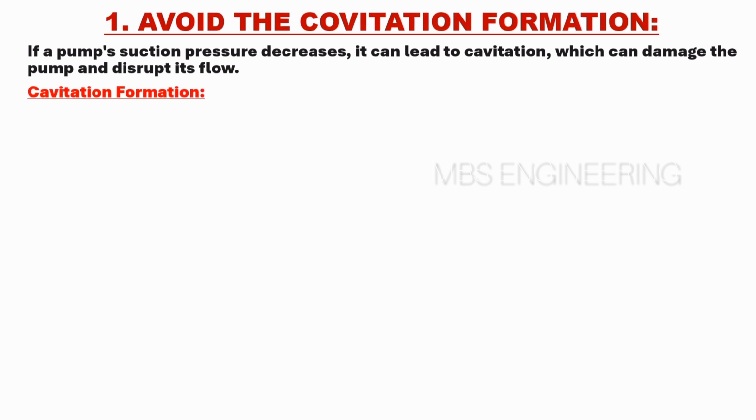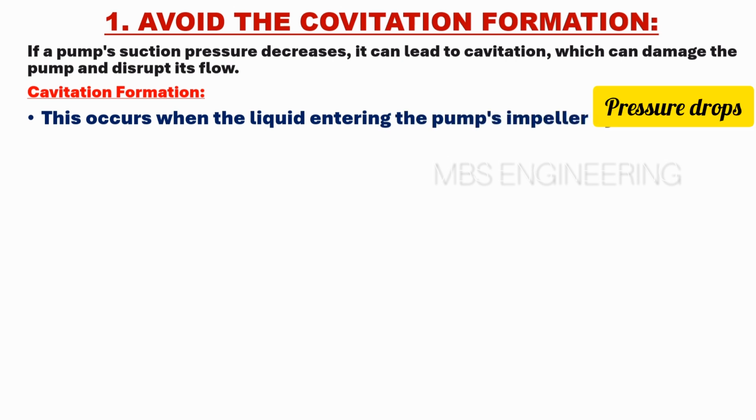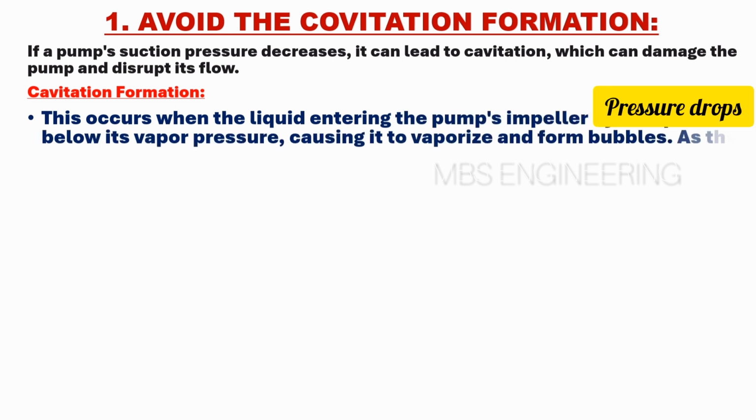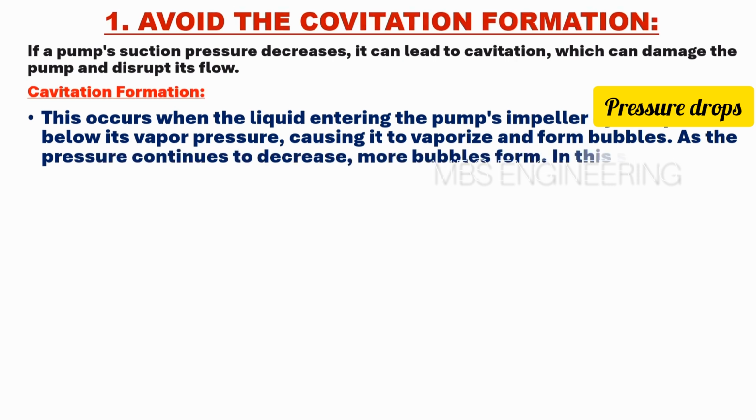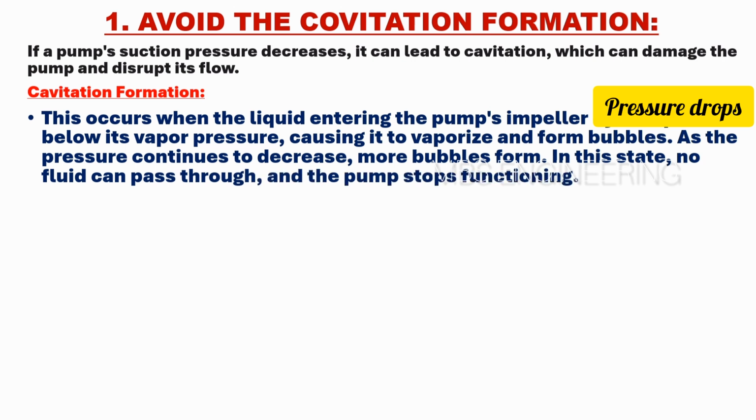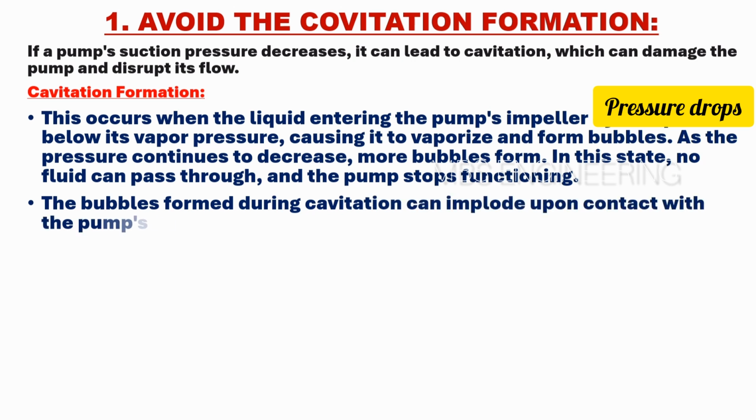Cavitation formation occurs when the pressure of the liquid entering the pump's impeller drops below its vapor pressure, causing it to vaporize and form bubbles. As the pressure continues to decrease, more bubbles form. In this state, no fluid can pass through, and the pump stops functioning. Next, the bubbles formed during cavitation can implode upon contact with the pump's impellers and inner surfaces, causing damage.